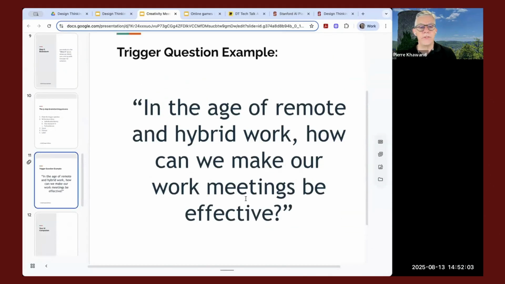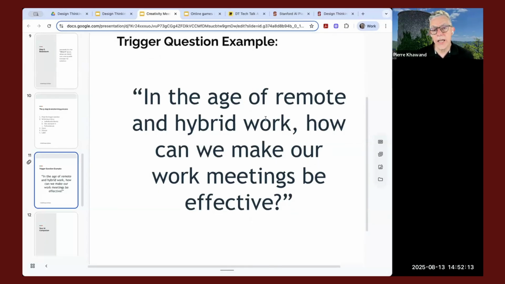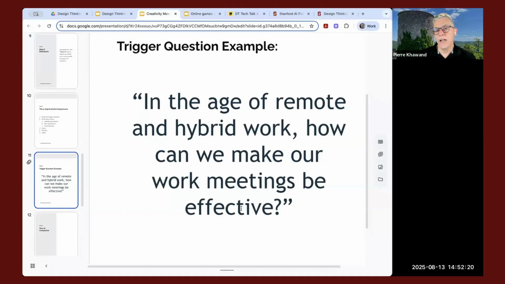So let's say we're trying to figure out a way to make our meetings more effective, our work meetings, especially that some of us are remote, some of us are hybrid, etc. So this could be the trigger question. In the age of remote and hybrid work, how can we make our work meetings be effective? So that's just a sample question.